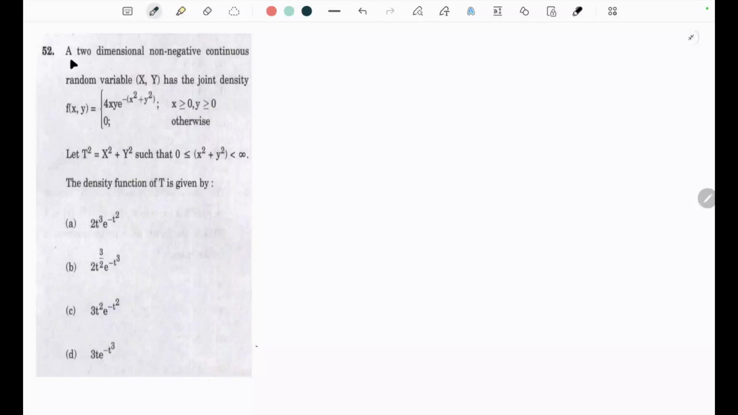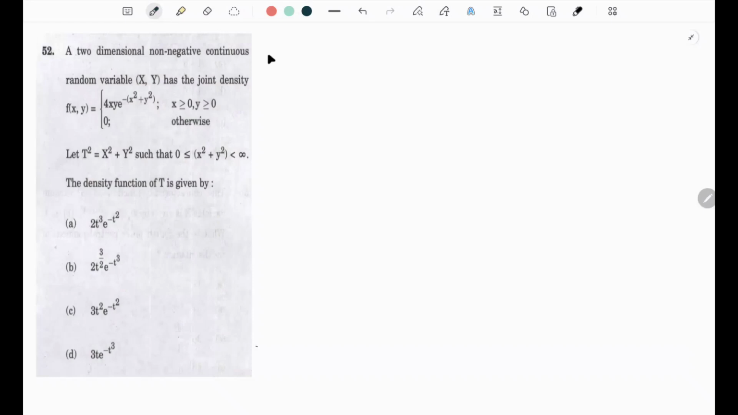Question number 52. A two-dimensional non-negative continuous random variable (X, Y) has the joint density f(x,y) = 4xy e^(-(x² + y²)). Let T² = X² + Y². Then the density function of T is given by. So we are given T² and we are asked to find the density function of T here.